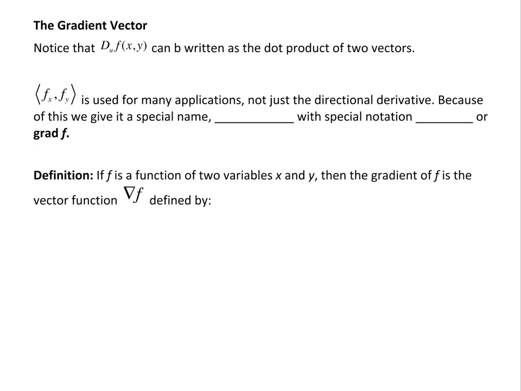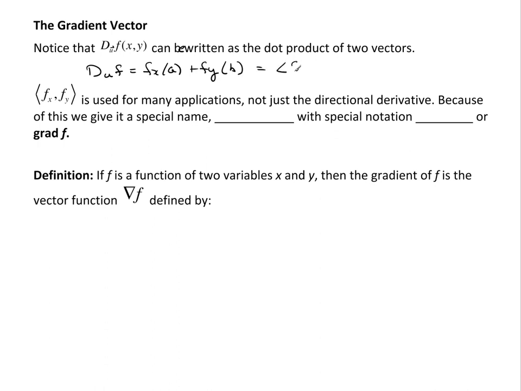Now, let's talk about the idea of the gradient vector. It's really a very special vector that we have a lot of applications for. Now, this directional derivative in the direction of u, and just as a reminder, u is in fact a vector, can be written as the dot product of two vectors. I could very easily write this as partial of f with respect to x times, well, a. Let's just use a. And plus the partial with respect to y. Of course, let's use b.